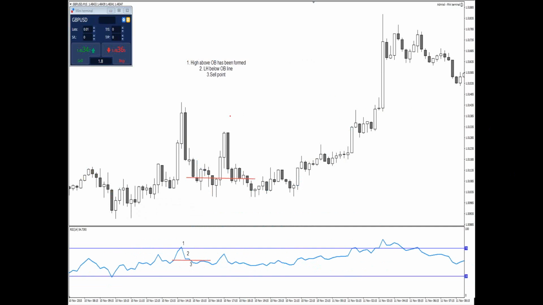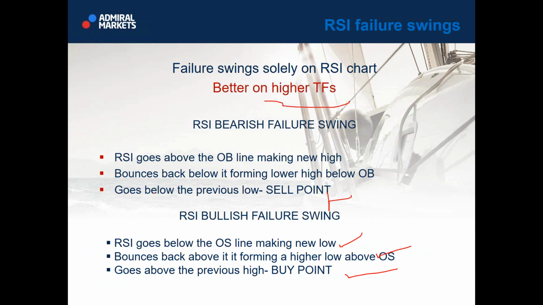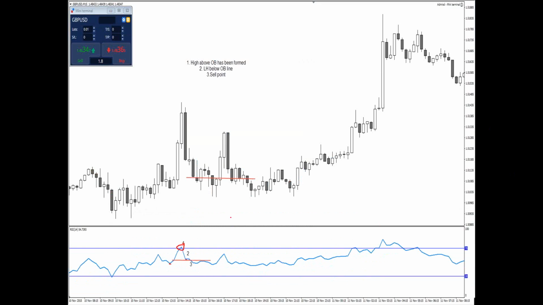Here, a high above overbought has been formed. This is overbought. Lower high below the overbought line. This is a lower high compared to this, see? But then we see a break of this trend line, that is a sell spot. See here? And this is your sell spot. Have in mind, I show this on 15-minute time frame, but actually those are good on higher time frames.